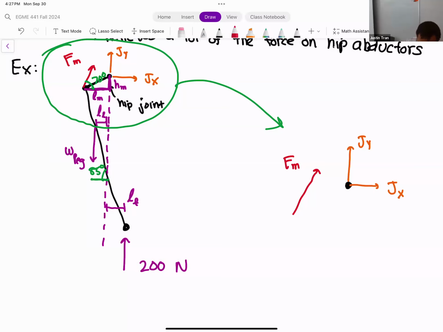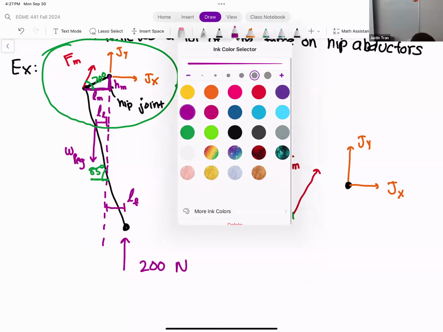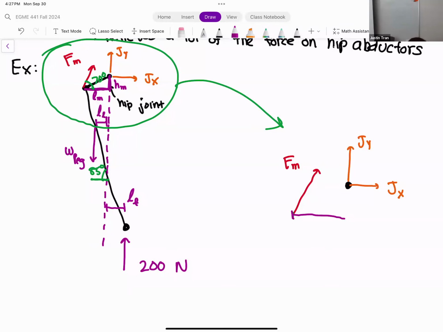And the way I characterize the distance between the muscle force and the joint is I broke that up into two components. So there's a horizontal distance. This distance right here will be consistent with the coloring. That horizontal distance is LM. And this vertical distance right here, we'll call it HM.